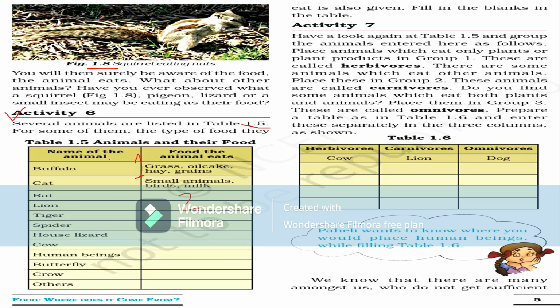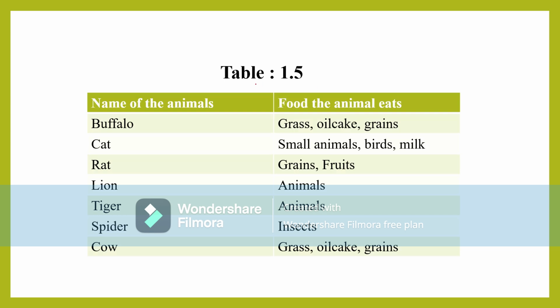Then in the first column, the first example will be buffalo. You all saw the buffalo, and what does the buffalo eat? Grass, oil cake, grains, correct? Next, I have some more examples here. We'll see from here, table 1.5, what the animals eat. First is a buffalo, I have said earlier. Then the cat is a pet animal.